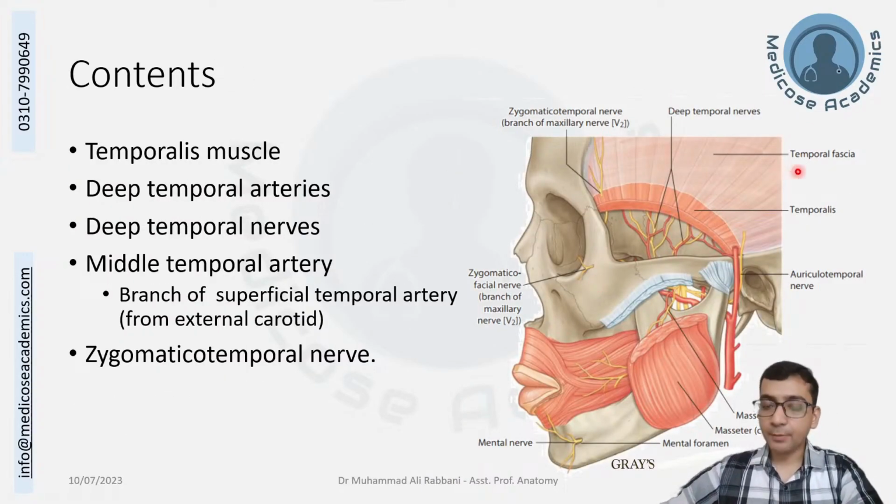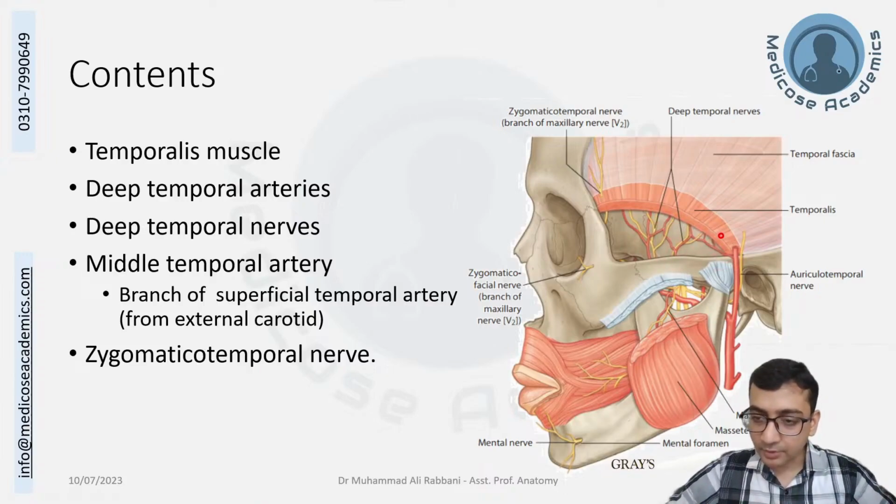Contents between the bones and the fascia: it consists of the temporalis muscle and the vessels and nerves that are supplying it. It contains a pair of temporal arteries. It contains a pair of temporal nerves. There is an artery coming from outside. To be clear, these arteries coming from the temporal, these are branches of the maxillary artery.